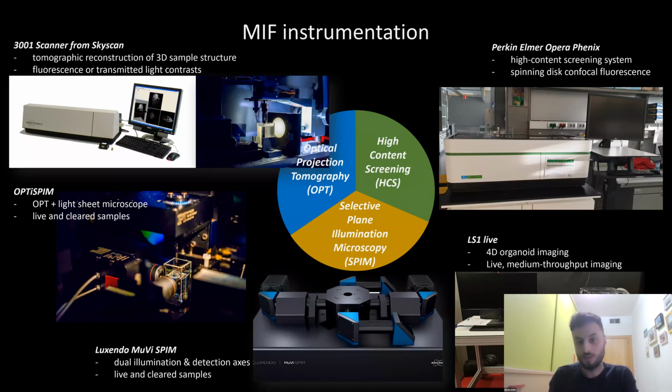Last year, finally, we also acquired a high content screening device, which is the Opera Phoenix from PerkinElmer. This is a spinning disk confocal microscope with which it's possible to image samples that are seeded in multi-well plates, so ideal for high throughput imaging.